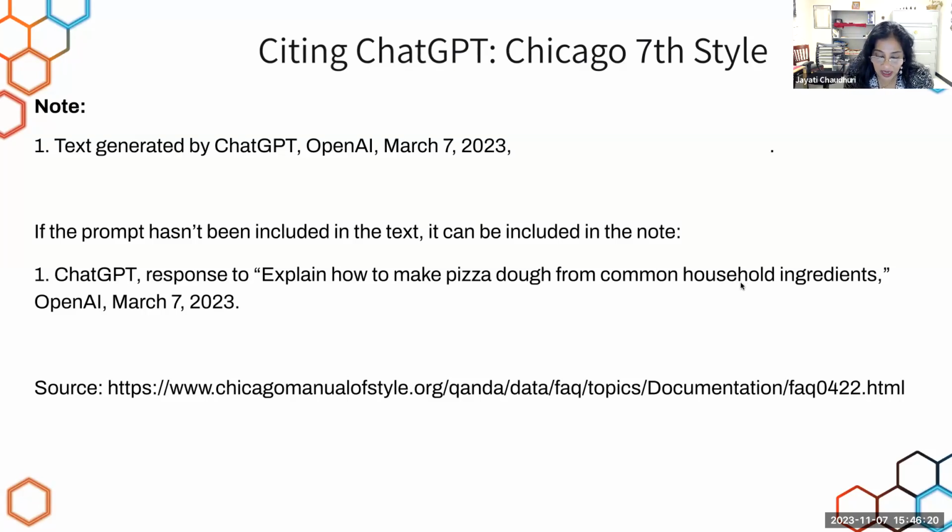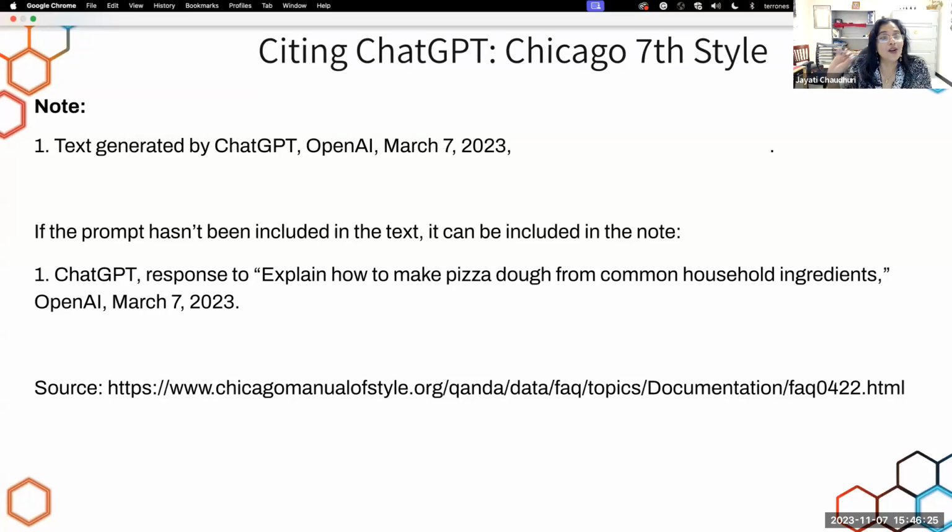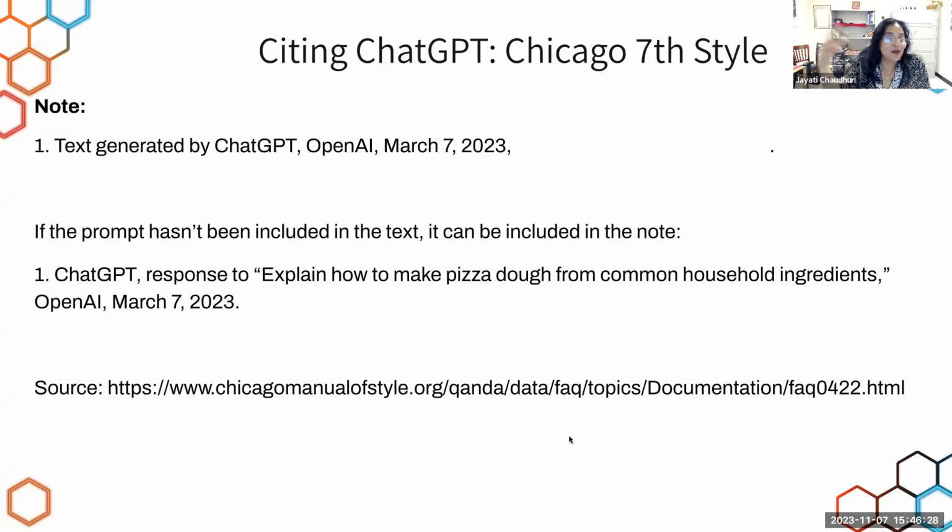And now, according to Chicago style, you do not need to include the URL because that URL doesn't go to the specific page. It will go to the ChatGPT's page, so you do not need to include that. And again, the source is Chicago Manual of Style.org, where you can find more information about how to cite ChatGPT in your Chicago 7 style. Okay. So a lot of information I have shared with you all, but I have also given you the URL to find that information or save that information for your future research purposes.